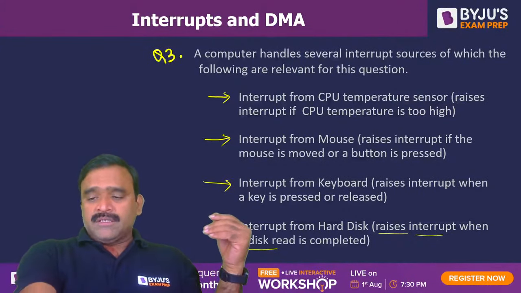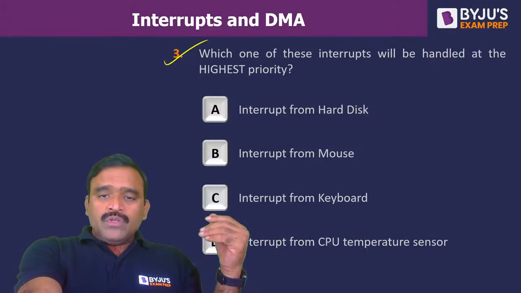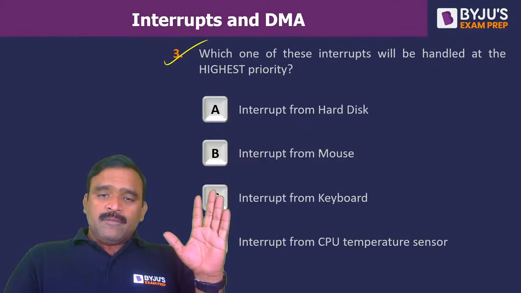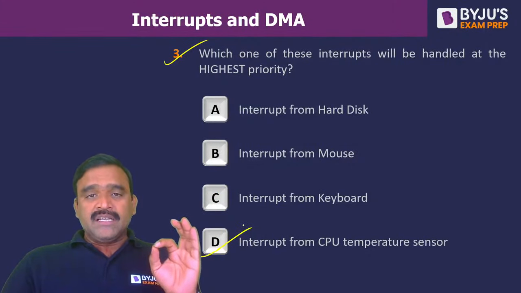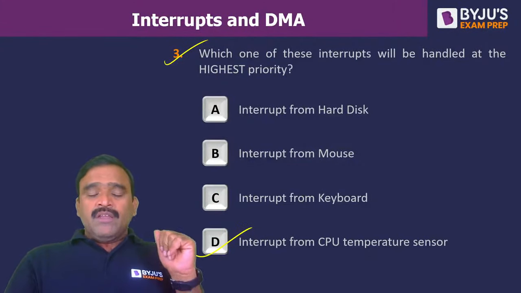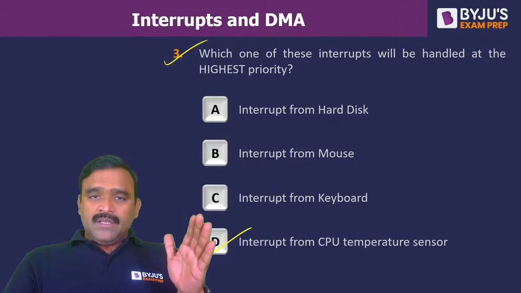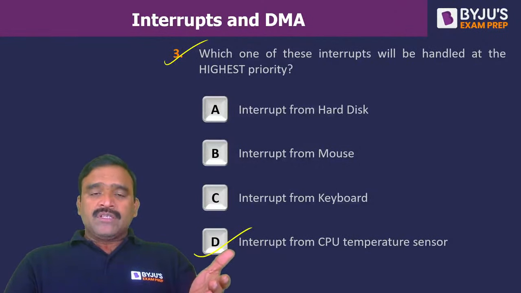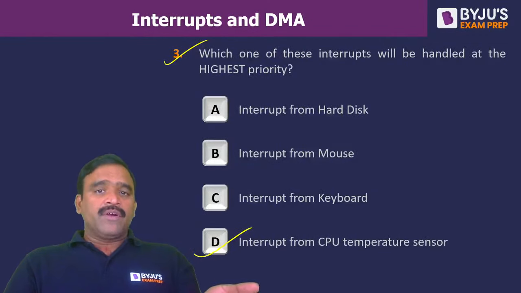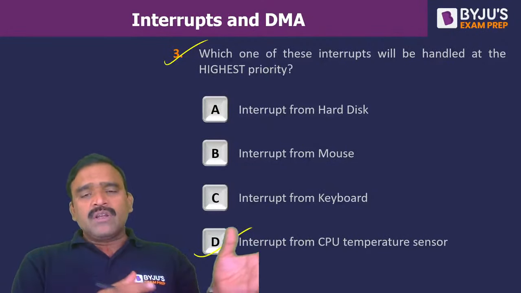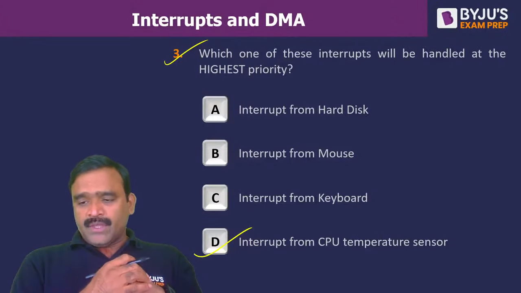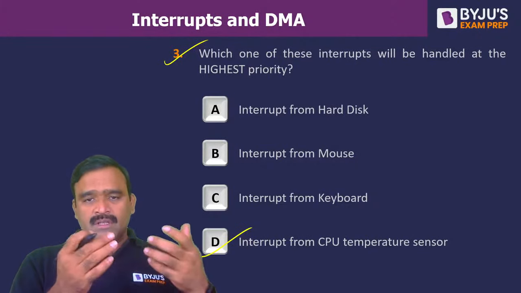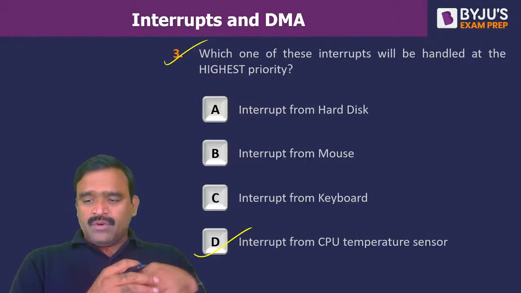Yeah, the description is this. Usually the highest priority interrupt is the interrupt from the CPU temperature sensor, because it is related to the safety of hardware. If the system is not automatically switched off when the CPU temperature is high, then it leads to a problem, it leads to loss. So it should be handled with the highest priority. The remaining ones can all be maskable. Now coming to the next one.